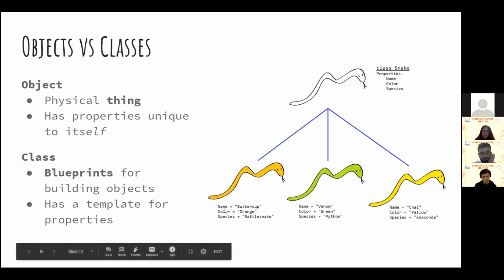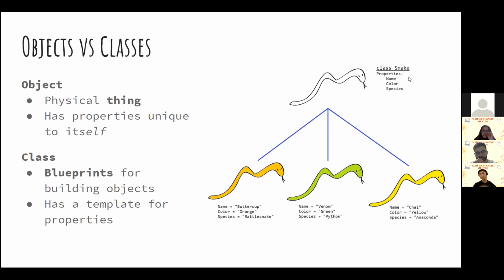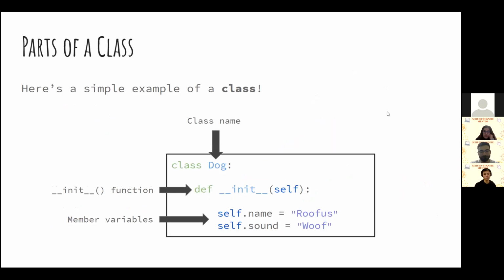You see this object down here? You can read this really small text that's name equals buttercup, or name equals venom, or name equals chai. Or you can just have a class snake which says, hey, there is a name. I'm not going to tell you. There is a color. There is a species. And it's going to be defined as this nice little squiggly drawing here. And you get to fill it in yourself. It is the template for how to create things.